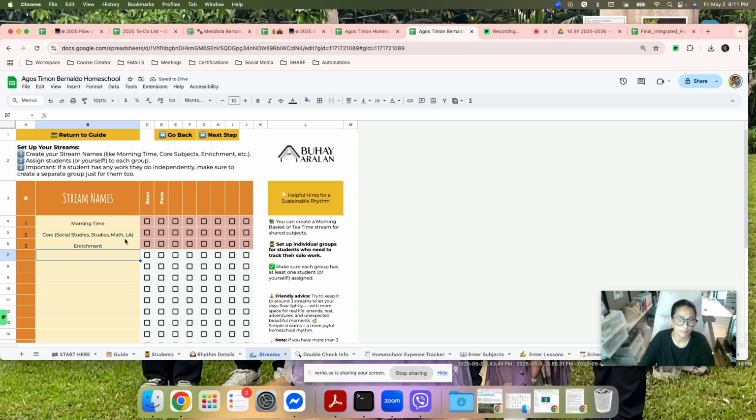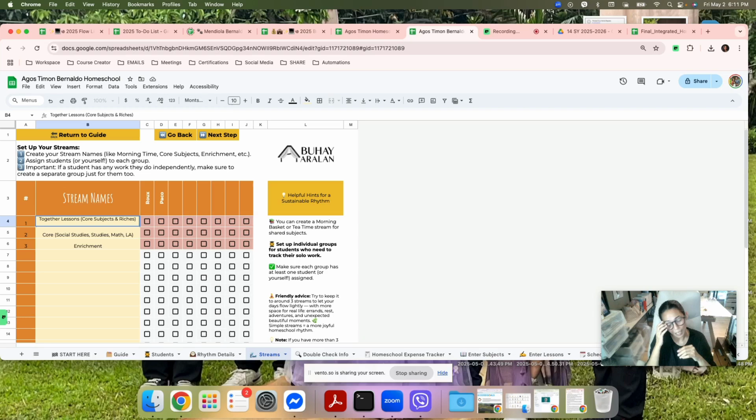Ayan. Ano pa ba? For our family though, I call these groups together lessons. So usually that would already be core subjects and the riches. So that would be, we do things together like hymn, nature study, and then we alternate social studies and science.